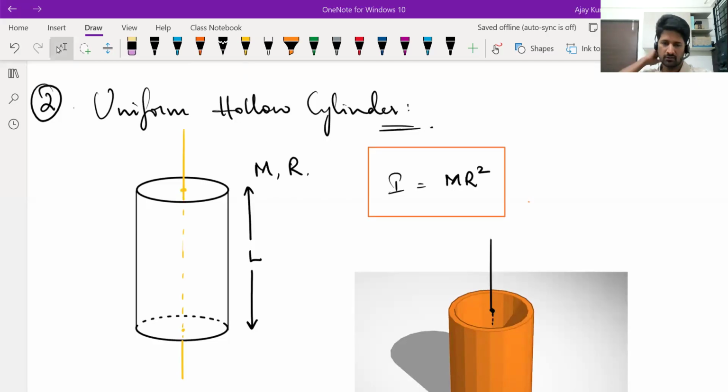There is also another way to derive. You can treat the hollow cylinder as a collection of rings. But there's no point. You'll have to split it into small rings, integrate and all.